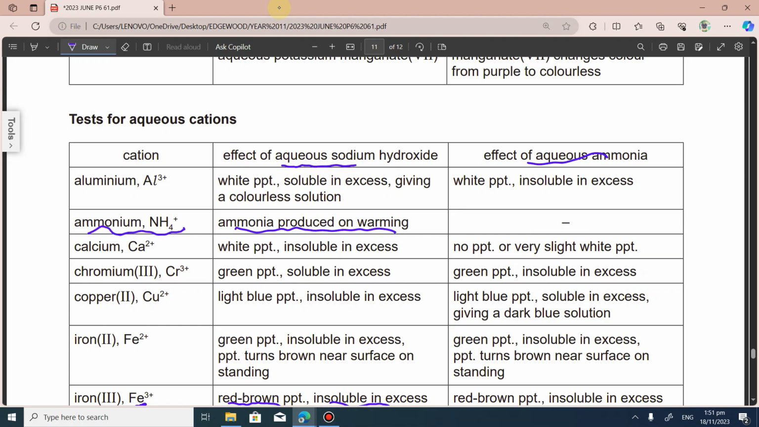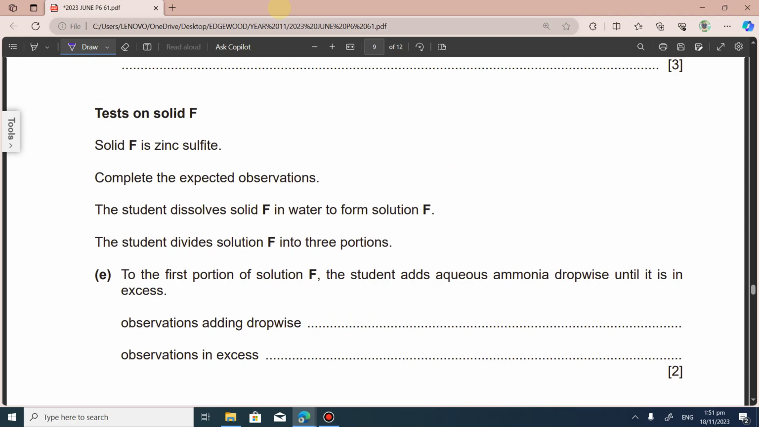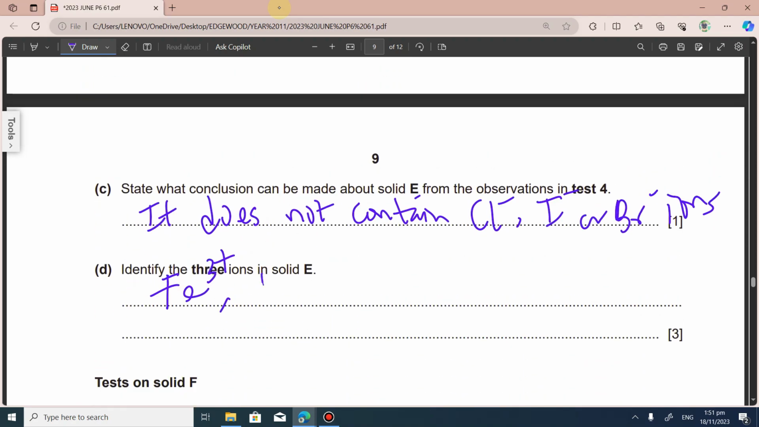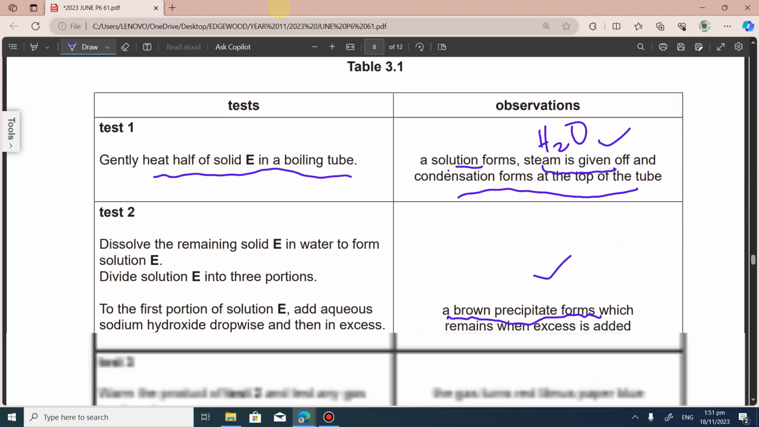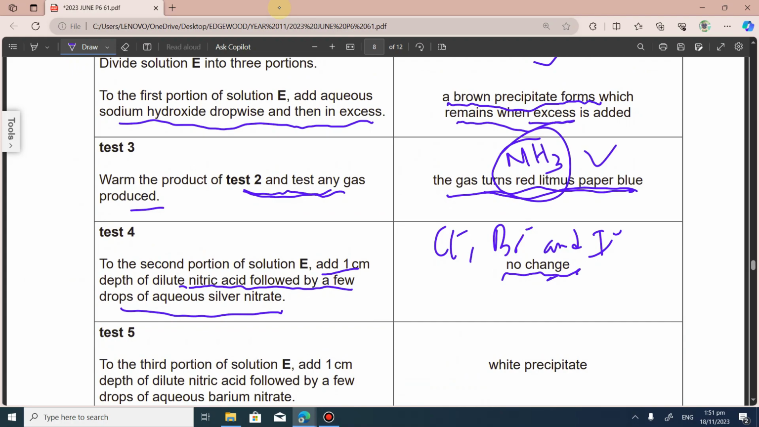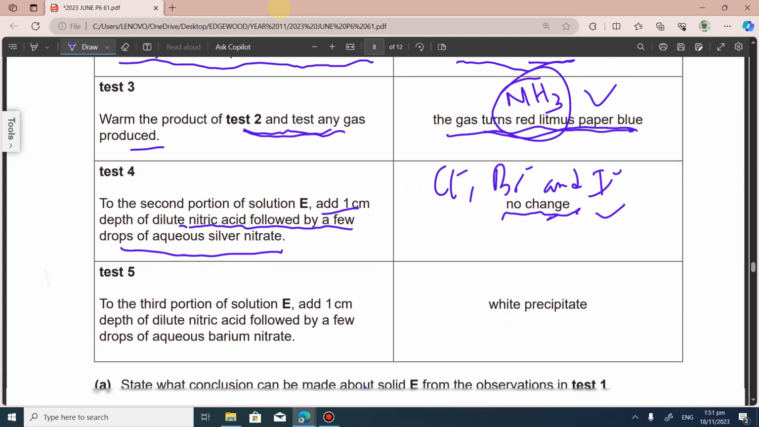So that means this is the second ion present in solid E. So what we need to do is to come back here and write NH4+. Now, the third ion is the next step. So we're done with this. The third ion, this doesn't give a change, so this is not applicable.